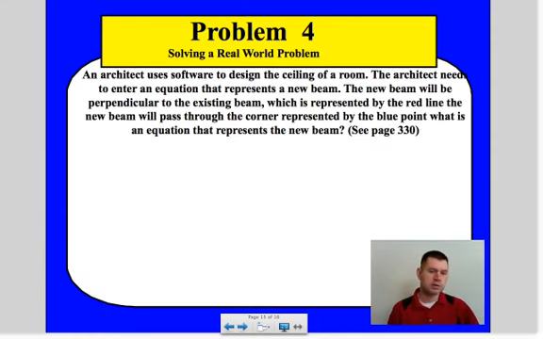Okay, so let's look at real-world problems. An architect uses software to design the ceiling of a room. The architect needs to enter an equation that represents a new beam. The new beam will be perpendicular to the existing beam, which is represented by the red line. The new beam will pass through the corner, represented by the blue point. What is the equation that represents the new beam? That's on page 330.